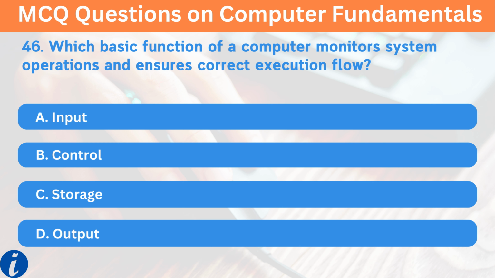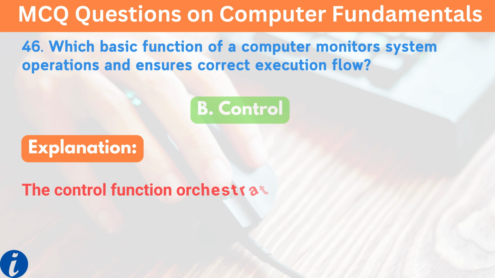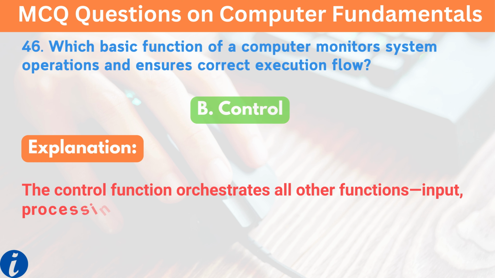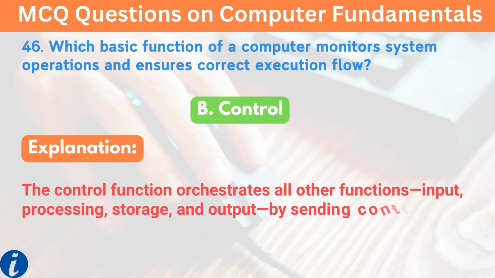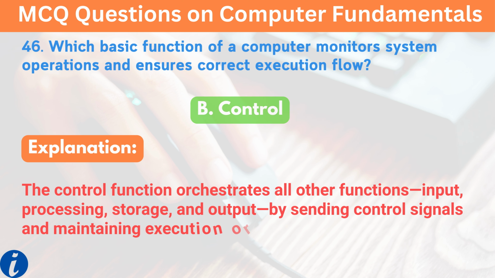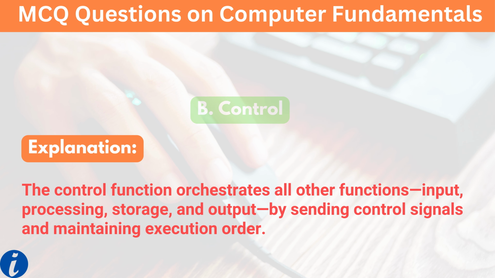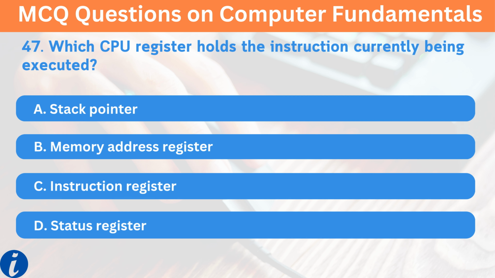46. Which basic function of a computer monitors system operations and ensures correct execution flow? A. Input. B. Control. C. Storage. D. Output. The correct answer is B. Control. Explanation. The control function orchestrates all other functions, input, processing, storage, and output, by sending control signals and maintaining execution order.